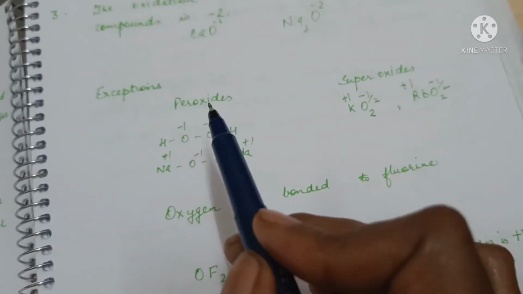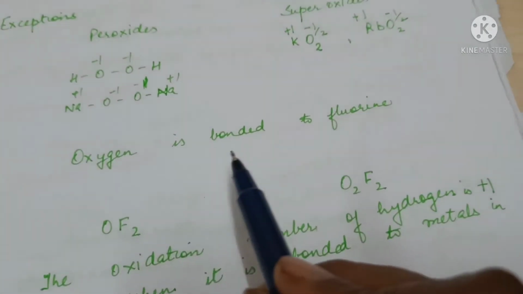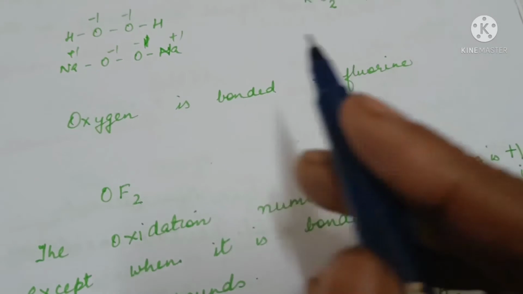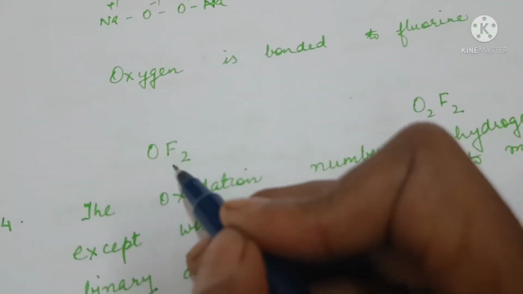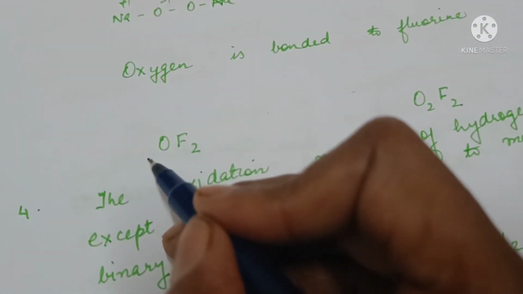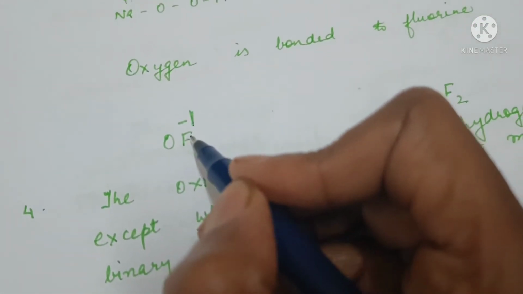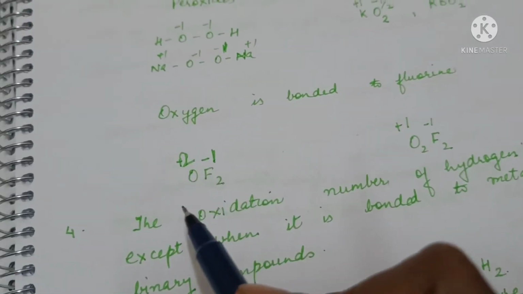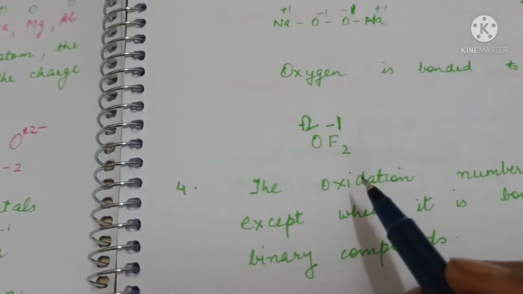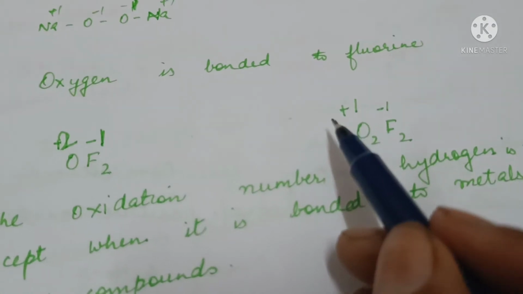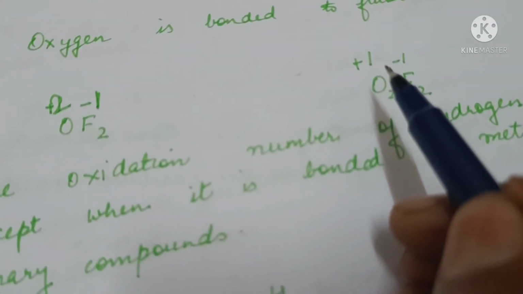The exceptions are peroxides and superoxides, and then when oxygen is bonded to fluorine. In that case also, because fluorine is more electronegative than oxygen, fluorine will have a negative oxidation number, and in oxygen fluoride oxygen is +2, and in the case of dioxygen difluoride it is +1.